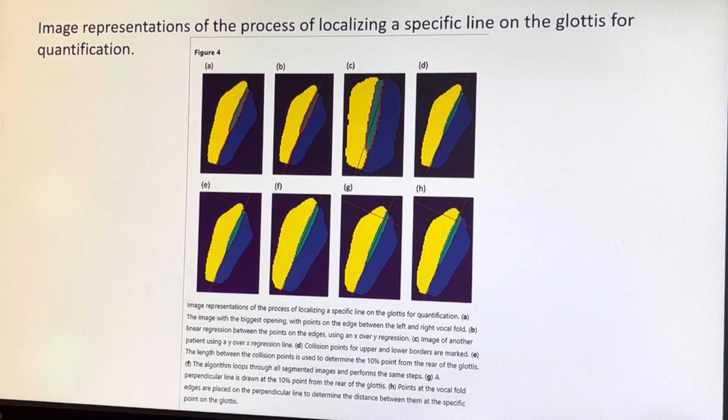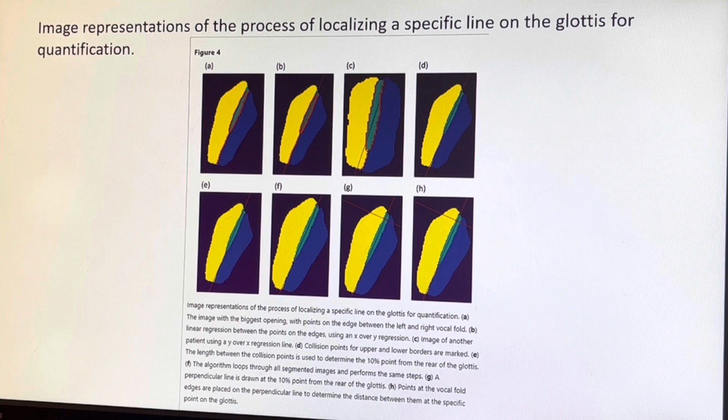Image representations of the process of localizing a specific line on the glottis for quantification. A shows the image with the biggest opening with points on the edge between the left and right vocal fold. B shows a linear regression between the points on the edges using an X over Y regression. C shows an image of another patient using a Y over X regression line. D, the collision points for upper and lower borders are marked. E, the length between the collision points is used to determine the 10% point from the rear of the glottis.